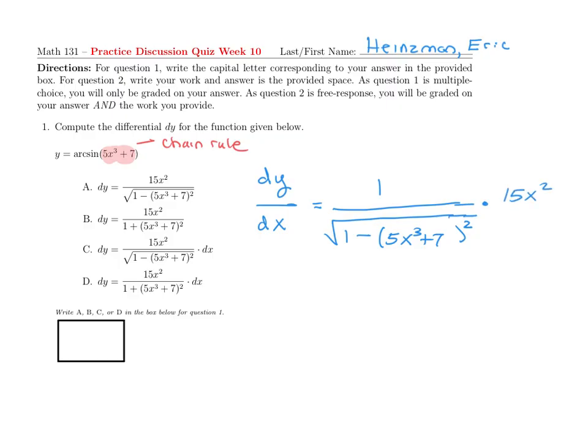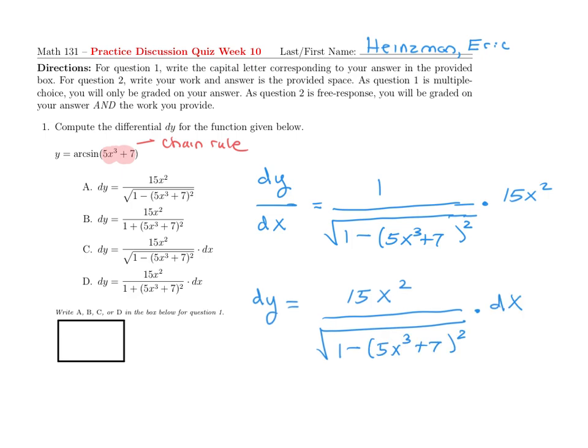And that's the derivative, but as a differential, we can essentially treat this as a fraction and cross-multiply the dx over here. We can put this 15x squared into the numerator. If we do those two things, dy is equal to 15x squared divided by the square root of 1 minus the quantity 5x cubed plus 7 squared, all times dx at the very end. And hopefully that is one of the choices, and that appears to be C. So it looks like C is the correct answer, and I'll put capital C in the box.